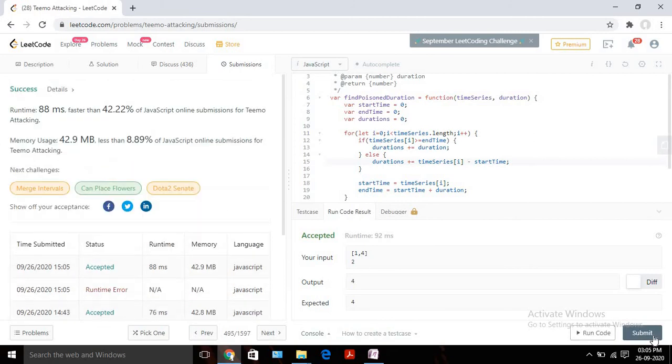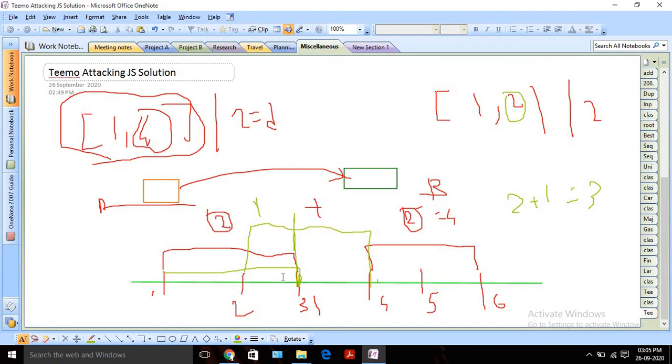Let's go through the solution once again, what we are doing here. You can see that we took 3 variables: start, end and duration. Then we are checking the end time. If the current timestamp is greater than the previous end time, there is no chance of overlapping, so we just consider the whole duration, like this scenario, 1 and 4. These 2 timestamps are different, so I can consider the 2 duration here because there is no overlapping portion. But for the second example, it was overlapping, so we need to calculate this portion only.